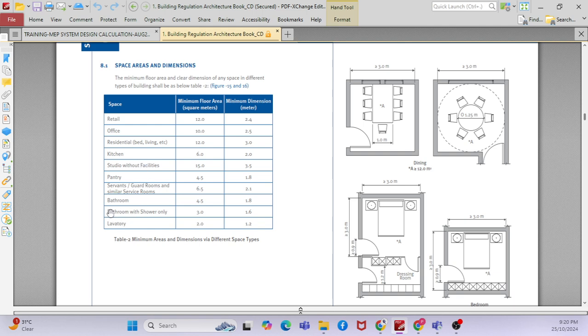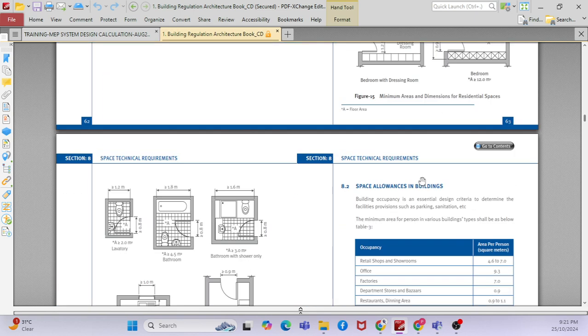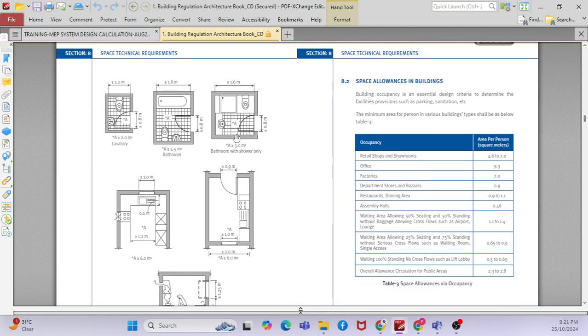Basically you understand what is the floor area, what is the dimension, right? The minimum dimension. See, this is the toilet. If you have a single toilet, what is the space requirement? And how many toilets you have to provide, that also has to be decided. Say for example, this is consultant level training. You have a plain space. In the plain space, you should calculate how many toilets are to be provided.